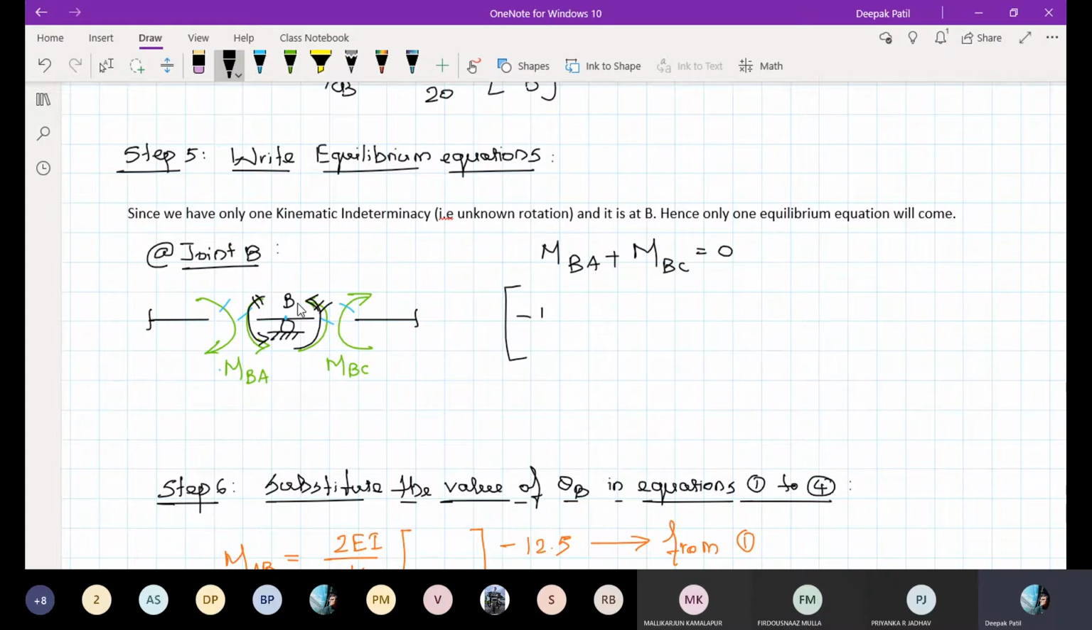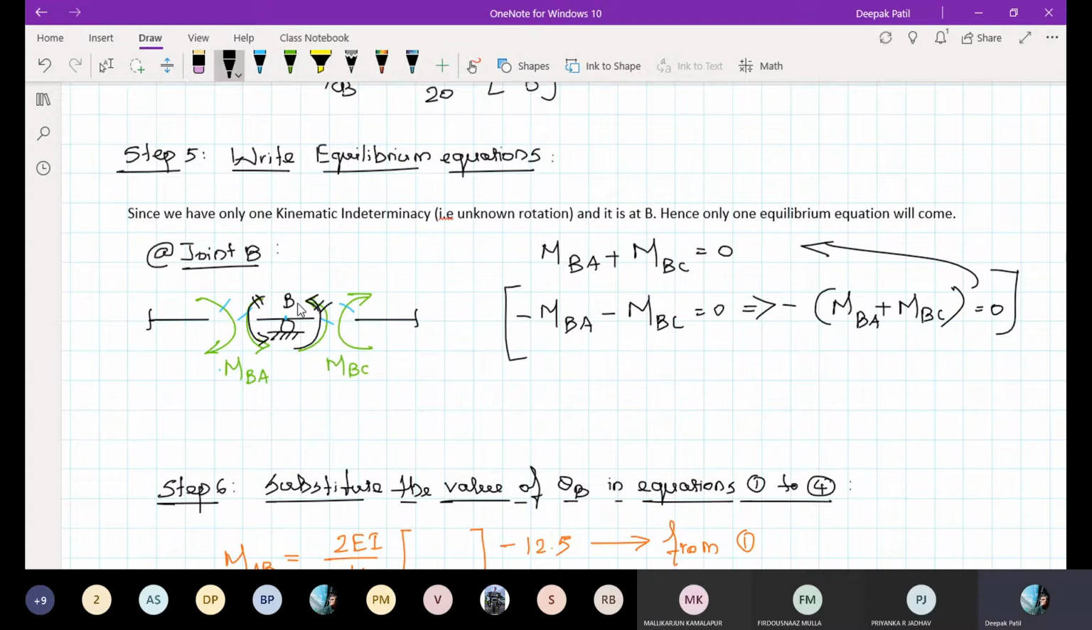So I should write minus MBA, then minus MBC equal to 0, right? I will simplify this by taking minus common. So if I take minus common, MBA plus MBC equal to 0. So if I take minus on the right hand side, I will get this equation. Is that okay? Clear?